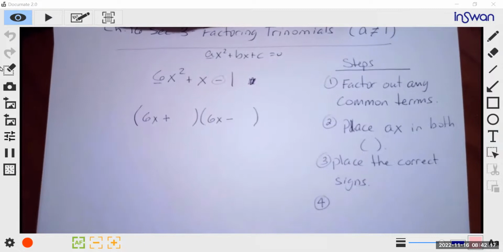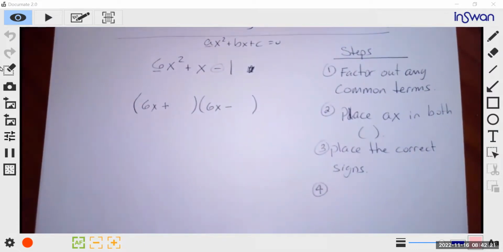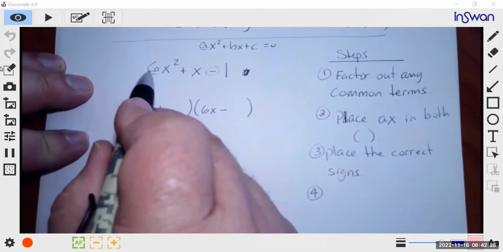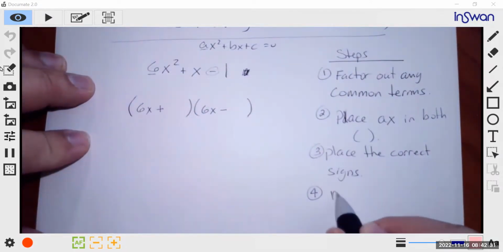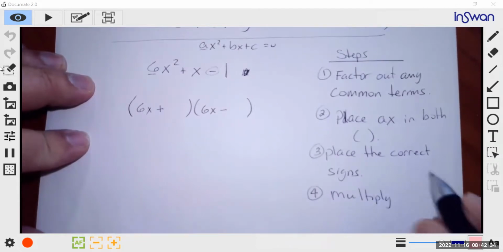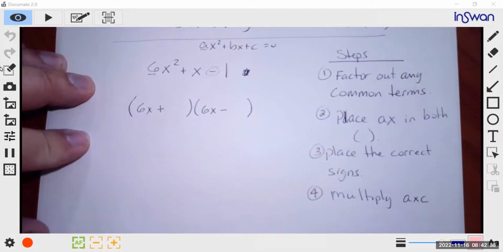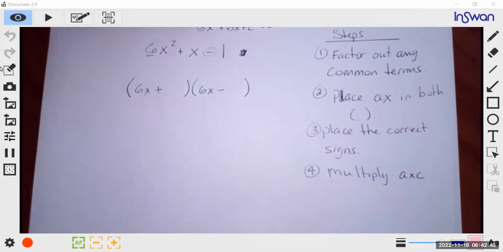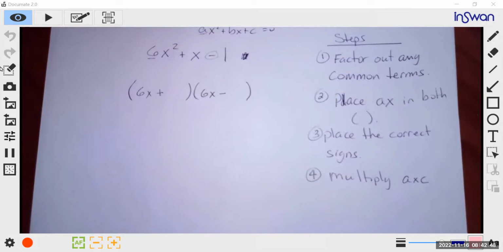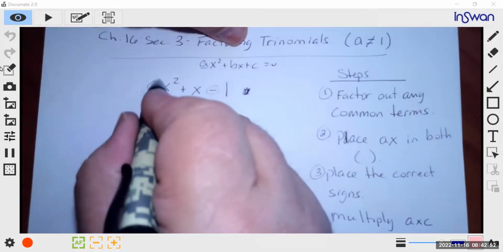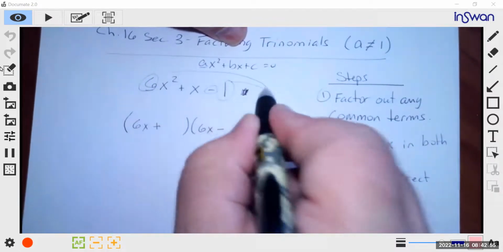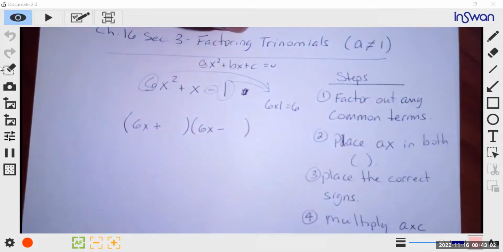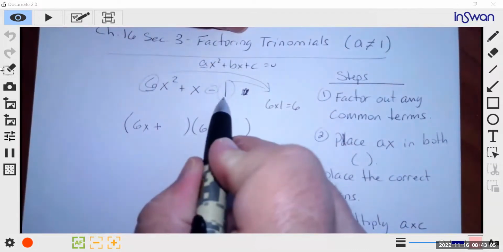This is where it gets different. Because our leading coefficient is not 1, multiply A times C. So this is A, this is C. So I have 6 times 1 equals 6. Whatever the first term is, whatever the constant is, multiply those two together.